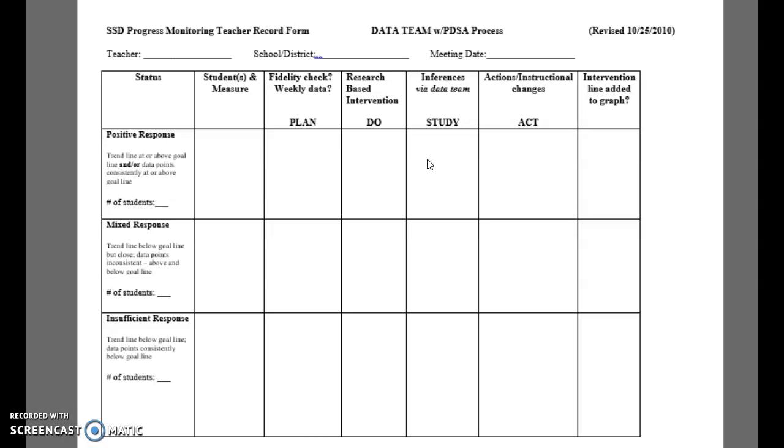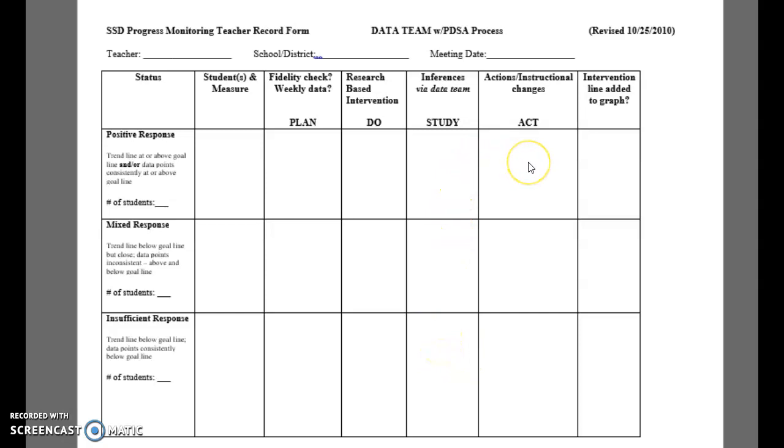What is it telling us? Is the program working for this group or for this student? Is this strategy working? Why or why not? Make sure we're talking about each response, so those students who are seeing a positive response, a mixed response, and an insufficient response.